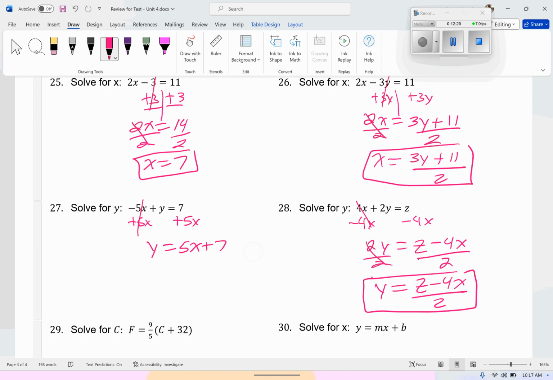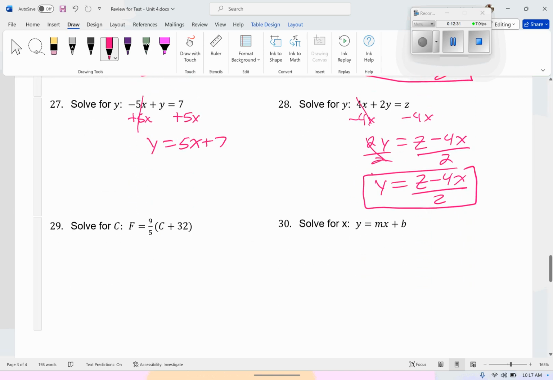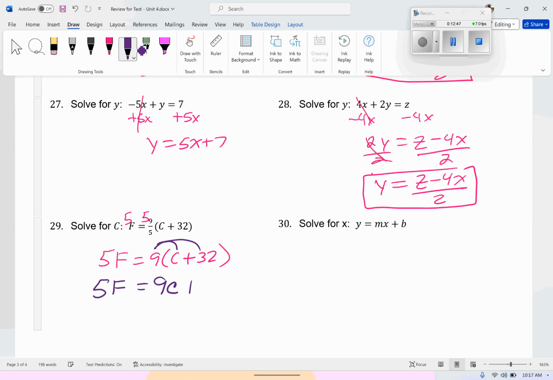For problem 29, we want to solve for c. So what I'm going to do is multiply both sides by 5 first. So I get 5f equals 9c plus 32. Then I'm going to distribute 9 over the parentheses. So I get 5f equals 9c plus 9 times 32. That's 18, 27, 288. Then I'm going to subtract 288.